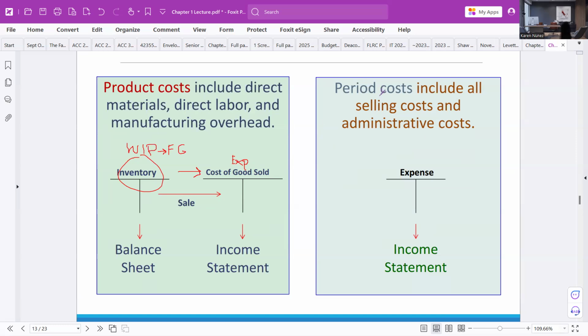All of those non-manufacturing costs, we call those period costs. So product costs are the materials, the labor, the overhead, those three costs that we talked about earlier. The non-manufacturing costs are the period costs. They get expensed in the period under review. That's why they're called period costs. The selling costs, the administrative costs, all those costs that are not related to materials, labor, and overhead, all of those costs go to the income statement and they get expensed in the period under review.